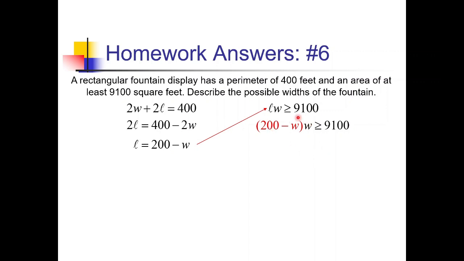So let me just distribute this. I'm going to have to eventually get everything over to one side. So we've got 200w minus w squared. And as one little extra step, let me move this 9,100 over to the left side. And I'll just write things in order as well. So we'll have negative w squared plus 200w minus 9,100 greater than or equal to 0. This is the expression I'm now going to graph on Desmos. So let me go ahead and start doing that.